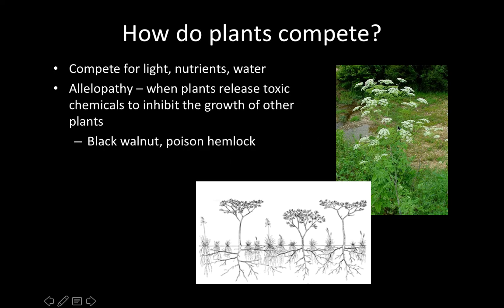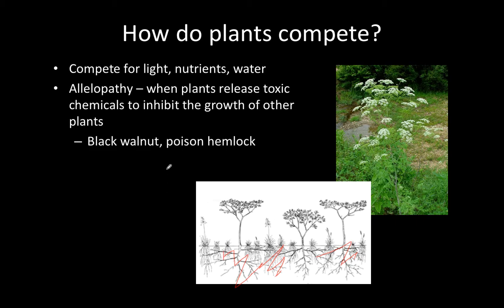We talked in one of the scavenger hunts about allelopathy. That's when plants, normally in their roots and sometimes in their seeds, produce a toxin. This here is called poison hemlock, and what happens is that poison hemlock, in the seeds that it's producing here, produces a toxin, and that toxin gets into the ground and basically prevents other plant species from growing near it. That's what's being shown down here.